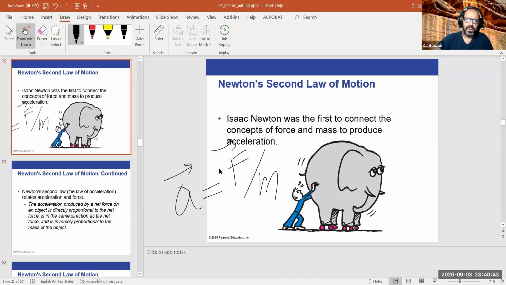He formulated this law while he was still actually a student. He was still in college, basically. And he was in his early 20s when he did that. So he was very young when he did that.